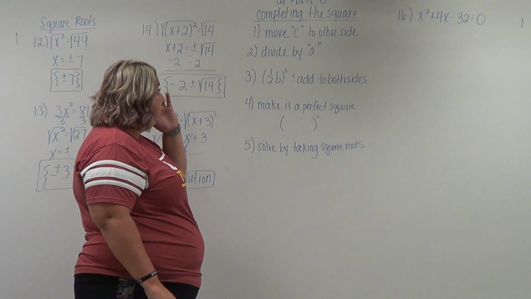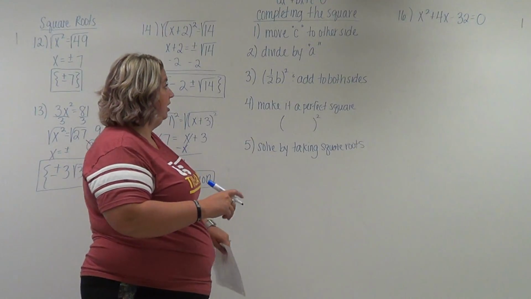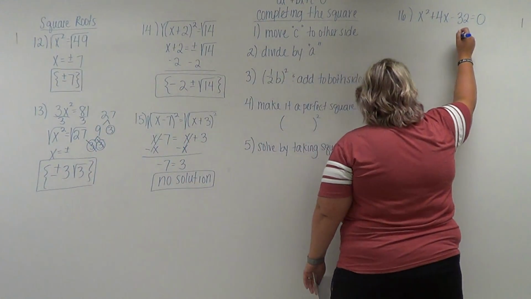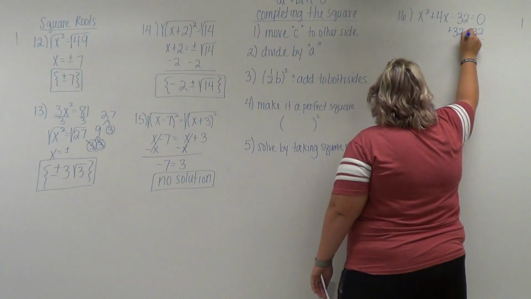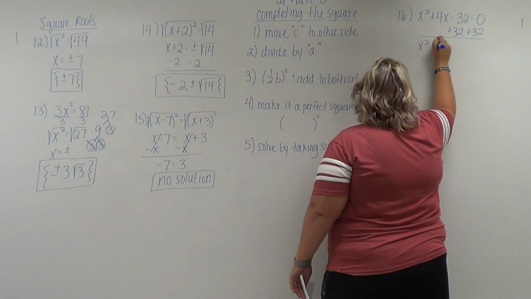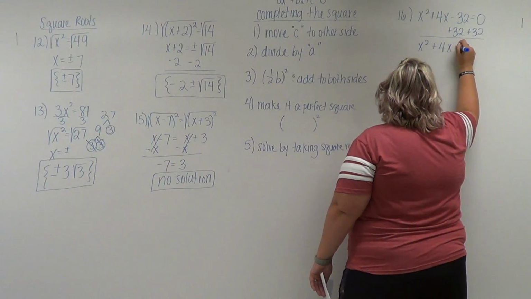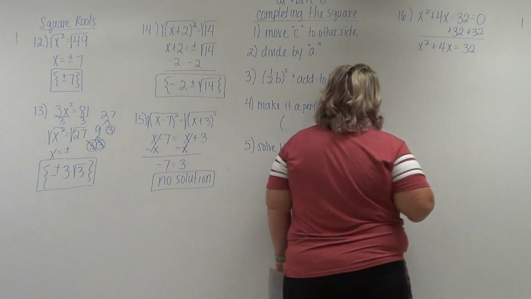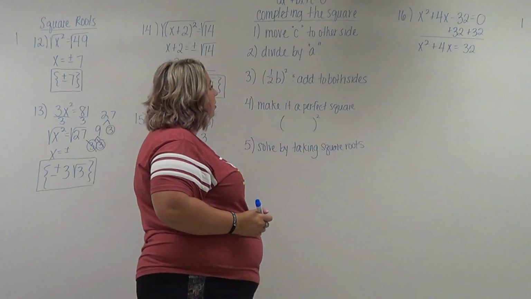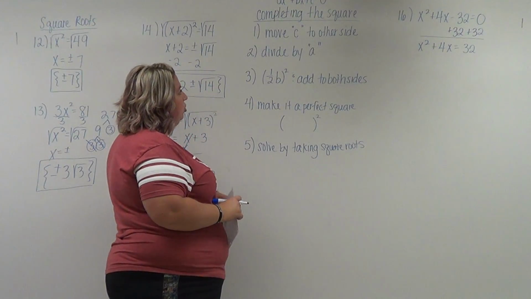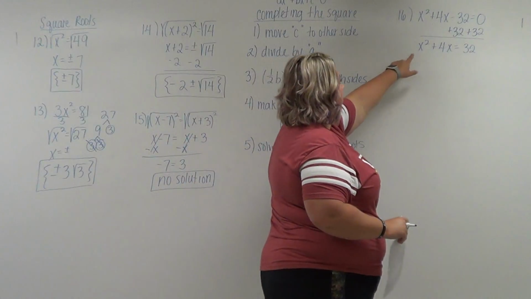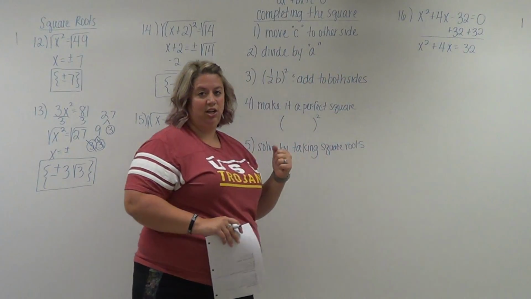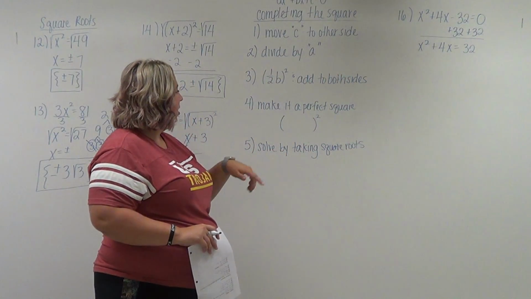Okay, so the first thing we're going to do is we're going to move c to the other side. So I need to move this negative 32, so I'm going to add it to both sides. So I have x squared plus 4x equals 32. Okay, step 2 is we're going to divide by a. Well, a in this case is just 1. So when I divide by 1, it's not going to change anything. So I can skip that step.